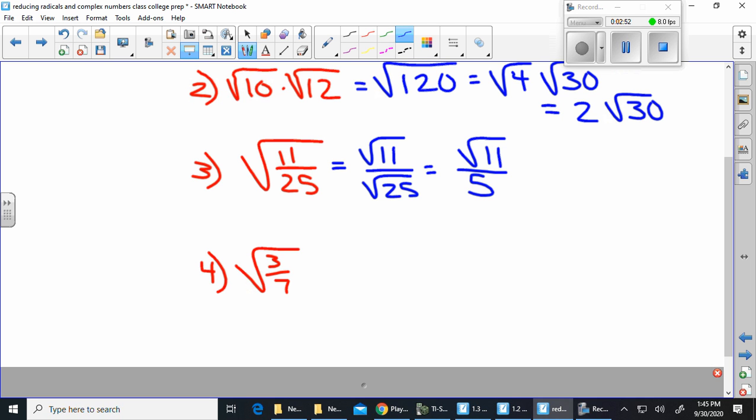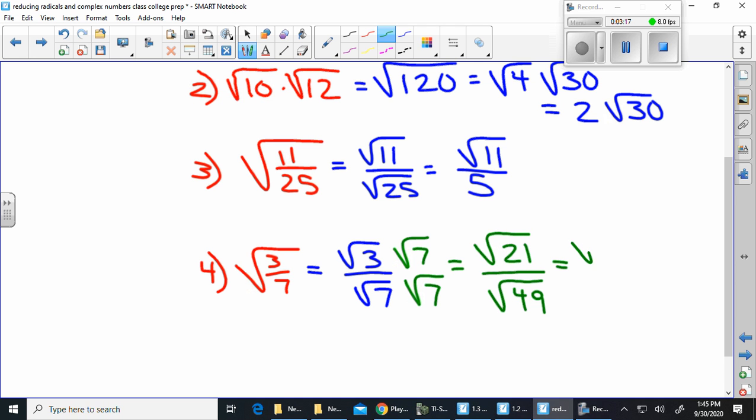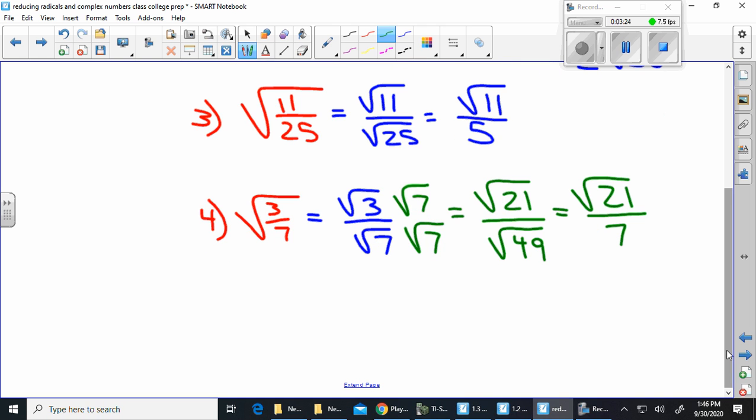This one, I split up square root of 3, square root of 7. But I don't know the square root of 7. So I have to multiply by itself. Whatever I do to the bottom, I do to the top. A radical times a radical is a radical. So I would have that. Square root of 21 is square root of 21, but now the square root of 49 is 7.